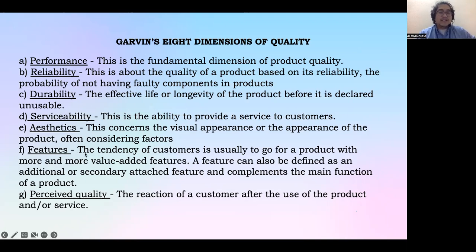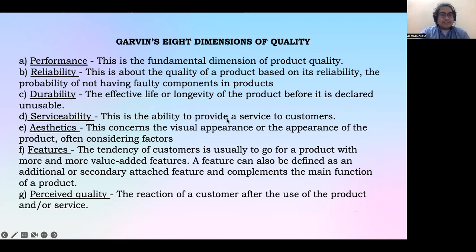So, features, the tendency of customers is usually to go for a product with more and more value-added features. A feature can also be defined as the additional or secondary attached feature that complements the main function of a product. So, for example, kung dati ang cellphone natin, we can transfer photo by infrared, dahil sa bagong features na Bluetooth, mas pinili na natin yung may Bluetooth. Ngayon, mas pinipili na natin yung may AirDrop over Bluetooth.